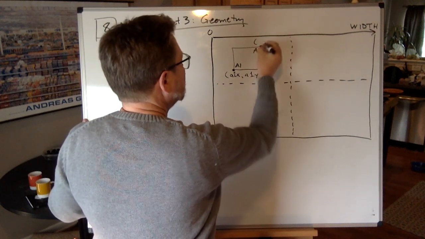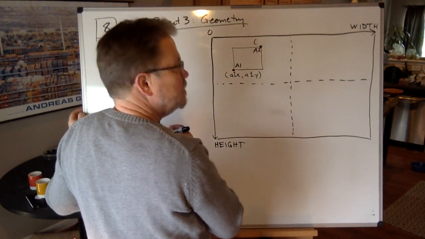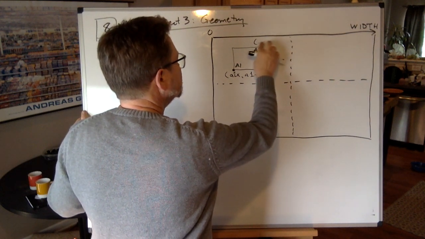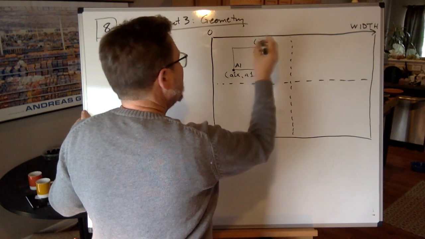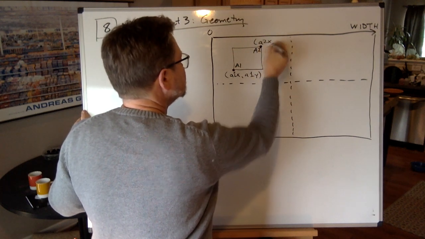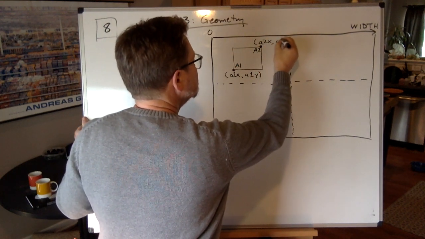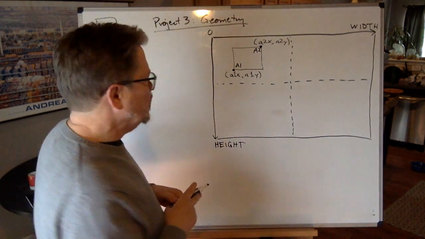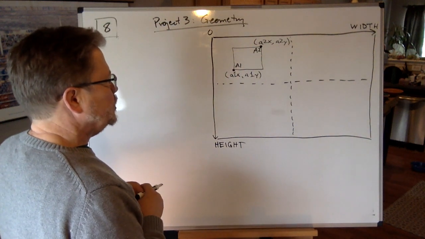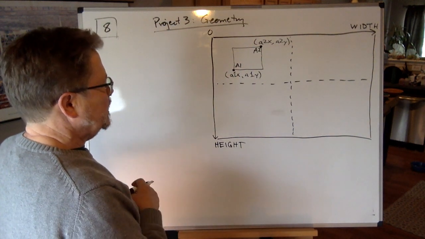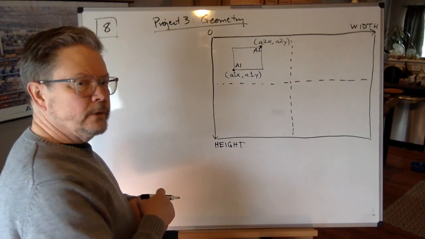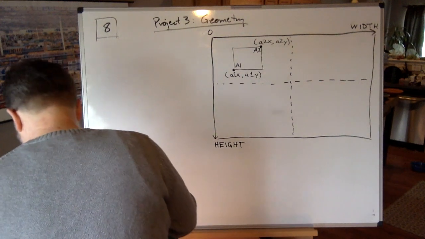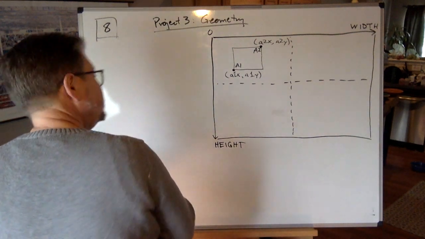A2, similarly, this will be A2X, comma, A2Y. And there you have it. Parameterized coordinates for A1 and A2. Again, those are variables that will be filled in with the X and Y coordinates that correspond to the points that the user clicks on the graphics window. You got all that? That was fast, wasn't it?